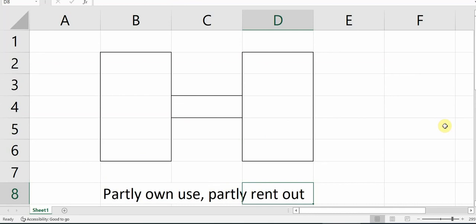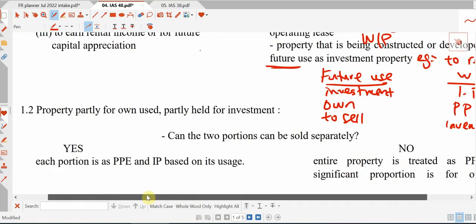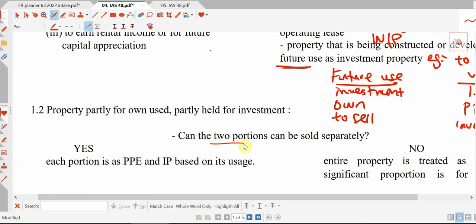So this problem, right, the accounting standards say you got to ask Petronas, for example, can the owned use portion and the rent out portion be sold separately? Now we are not forcing Petronas to sell. We're just asking Petronas, based on the law, your property title, whatever law, can you sell the units out separately? I know for condominium apartments, they can do that. Per unit, they can sell. You don't need to sell the whole thing.